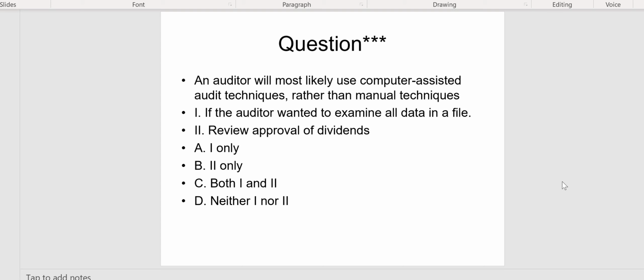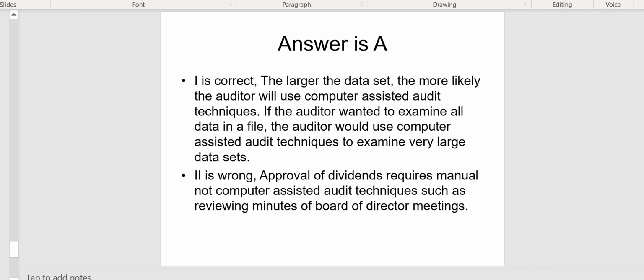So 1 looks good. 2, what if you want to review approval of dividends, well, then you would probably use manual techniques, because then you would get familiar with the board of directors minutes and you would determine whether the dividend was authorized. So 2 is wrong. Approval of dividends requires manual, not computer-assisted techniques, because you would have to review the minutes of the board meeting to determine that that dividend was properly authorized. And then 1 was correct. The larger the data set, the more likely the auditor will use computer-assisted audit techniques.